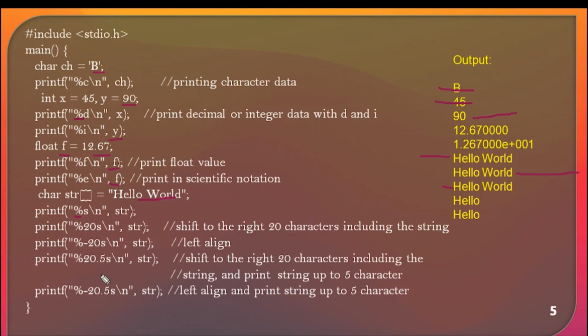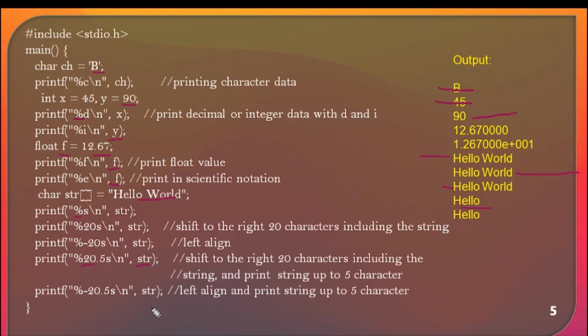And this is %20.5s. It shifts to the right by 20 characters including the string, and prints the string up to 5 characters. It occupies 20 characters and prints only 5 characters from the specified string. What is the string? str. The text in that is hello world. Only 5 characters are taken from that, and it displays only hello.